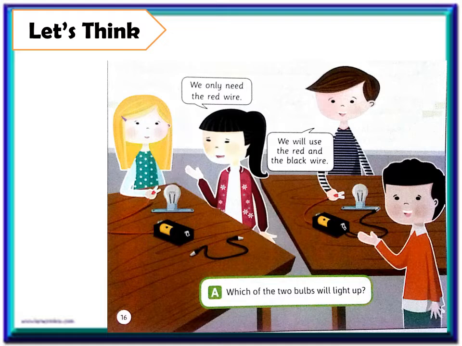Okay, the girls are connecting one end of the battery to one end of the bulb holder with the red wire. They haven't used the black wire. And then the boys have connected one end of the battery to one end of the bulb holder with the black wire and will connect the other end of the battery to the other end of the bulb holder with the red wire.